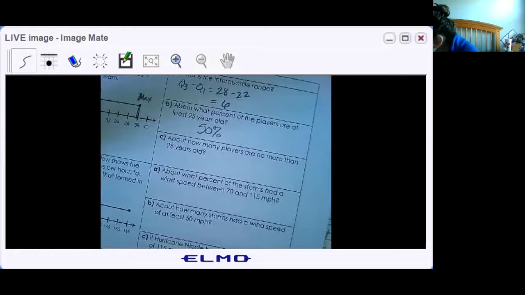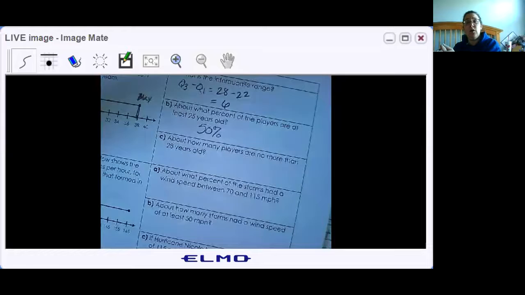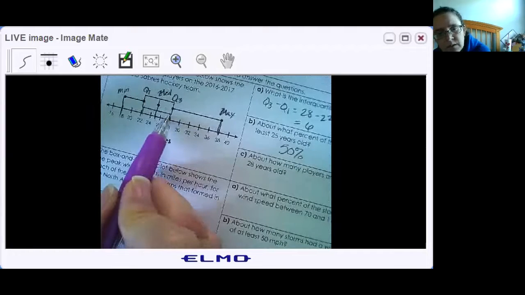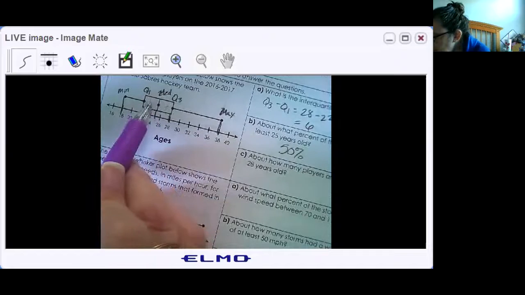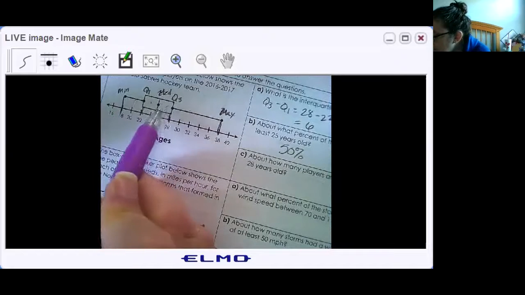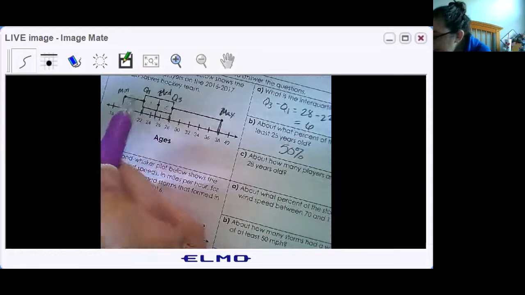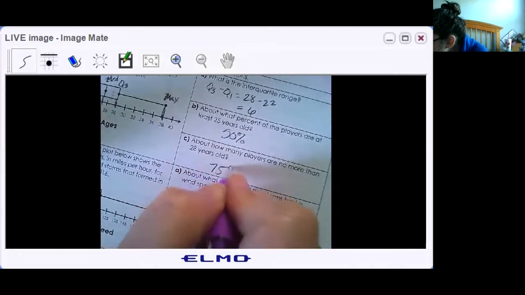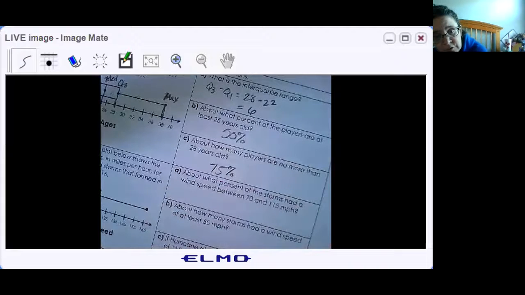About how many players are no more than 28 years old? Well, no more than means they're 28 or younger, because that goes in the opposite direction. We want 28 to be the maximum age. Well, let's look at our picture. Here's 28. So that's 1, 2, 3 sections of the graph, which means that 25 plus 25 plus 25, 75% of my players are no more than 28 years old.